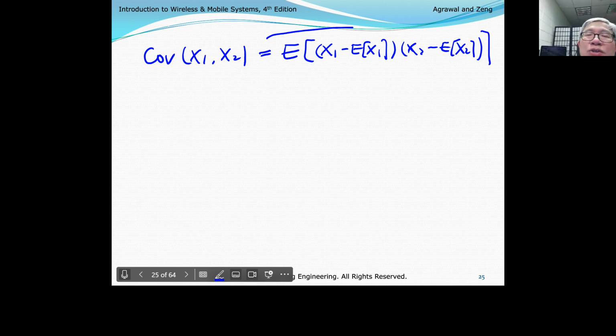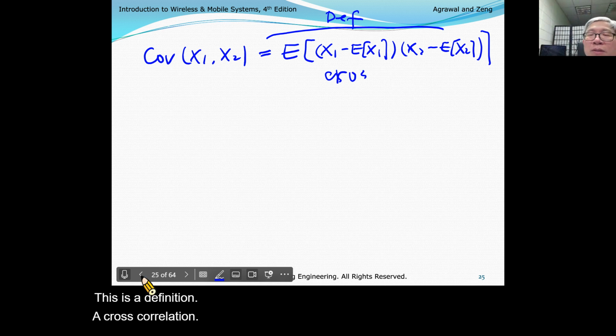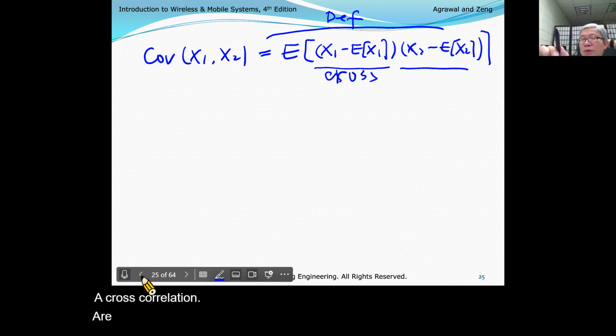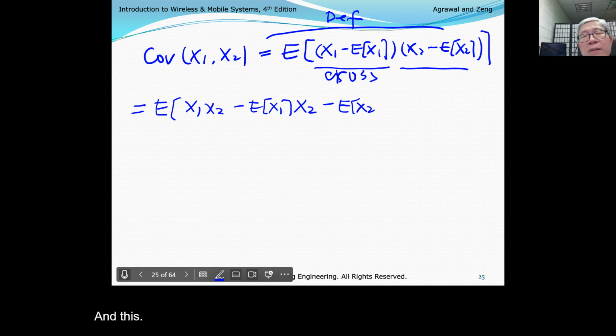This is a definition. Oh, cross correlation, or the cross product form. So it's all the same. We want to have the expansion. And this. And here.